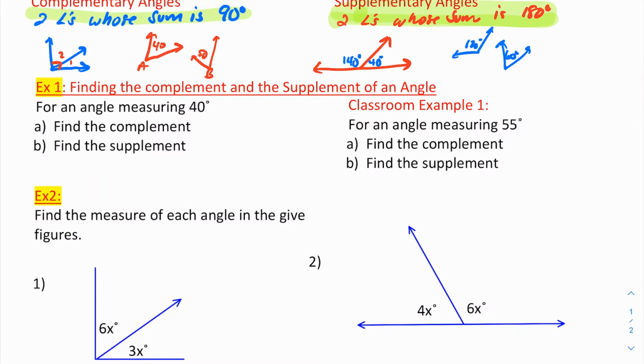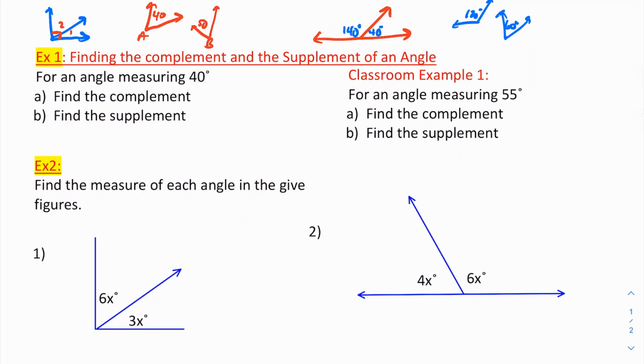Next one, it says finding complements and supplements of an angle. Again, try these ahead of time. You should be able to do them before I show you what those answers are. So there's an angle that's 40 degrees. The complement of that angle would be 50 degrees because it adds up to 90. And the supplement of that angle would be 140 degrees because it adds up to 180. The difference between the complement and supplement will always also be 90 if you want to check that.